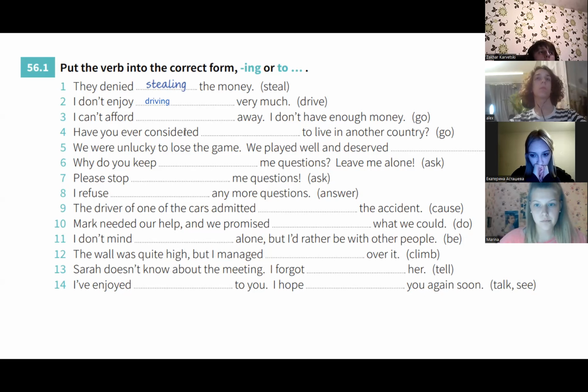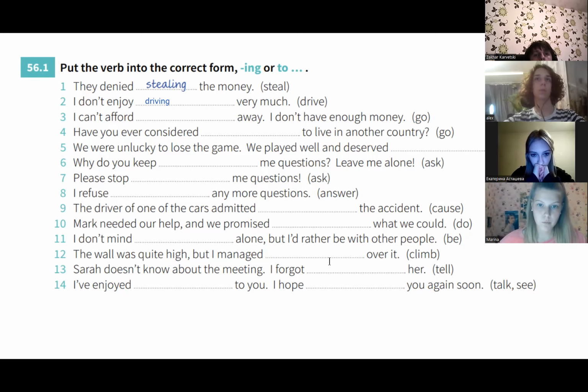Okay, I can't afford going. That's actually in the list of afford to do something or afford doing something. I don't have enough money. All right, have a look, please. It's in the list of specific words with infinitives. Again, I'm sending this to your chat here.